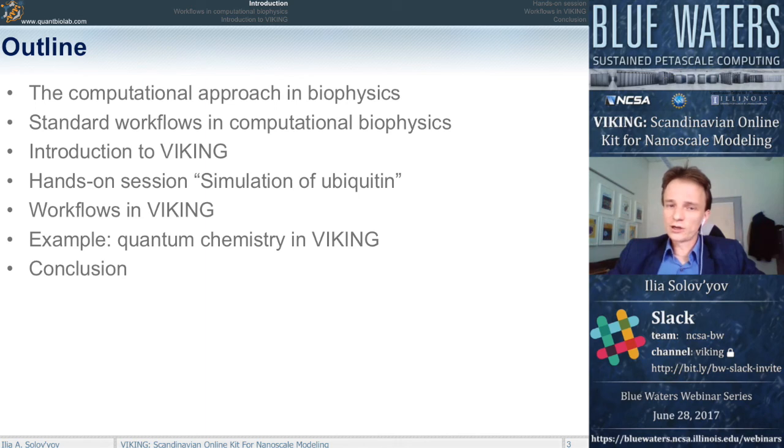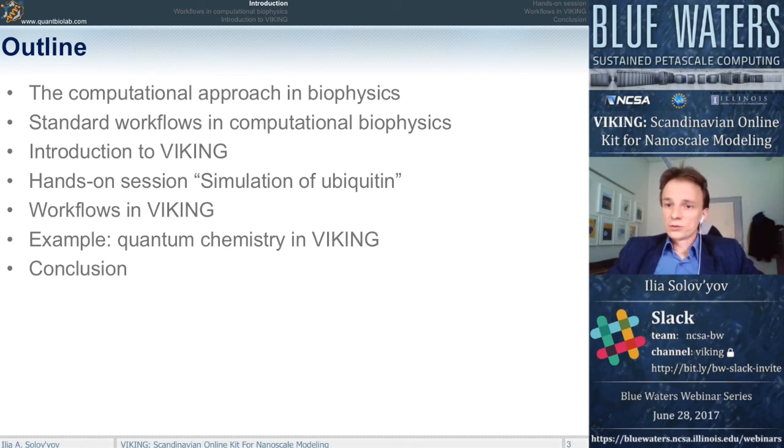Then I would like to have a short hands-on session where, for those of you who had the chance to register in advance on the Viking website, there will be a possibility to explore Viking on your own. I will of course provide some guidance here, and you will be able to run some short simulations of a small protein using the Viking environment. Later, I will continue talking more about workflows in Viking, and if time permits, give you some other examples of what Viking can do.